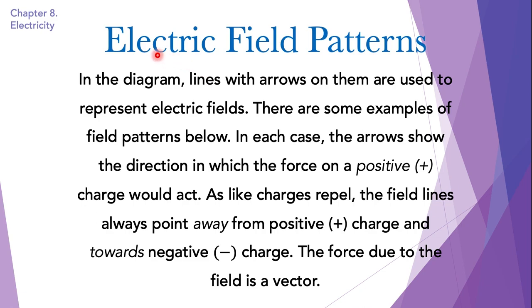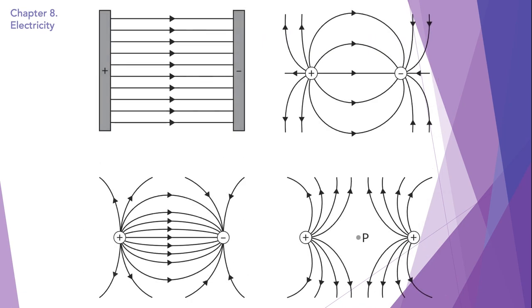So now we're going to look at the electric field patterns that positive and negative charges make. In the diagram, lines with arrows on them are used to represent electric fields. Here we have some examples of electric field patterns. In each case, the arrows show the direction in which the force on a positive charge would act. As like charges repel, the field lines always point away from positive charge and towards negative charge. The force due to the field is a vector.